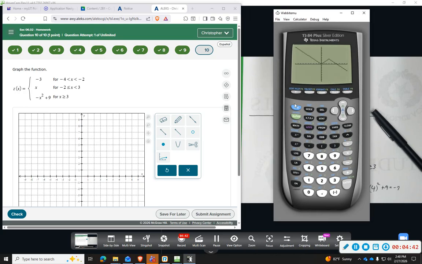Turn it on. Y equal, we're going to clear out. Okay. Now, when we have these piecewise sections, the calculator can't do both at the same time. It won't allow me to do a compound inequality. I have to do them separately, so I'm going to show you how to do that as well right now.